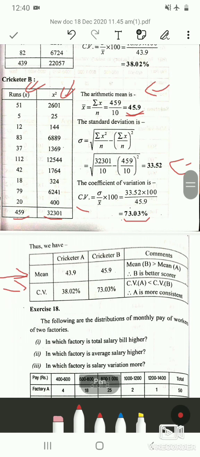The first sub question was to find out which of the two cricketers is a better scorer on average. Among these two mean values, check for the highest mean value, which is nothing but 45.9. So we can say mean value of B is greater than mean value of A, therefore cricketer B is a better scorer. For the second sub question, to check who is more consistent, check for the value of coefficient of variation which is low. We can see the CV of cricketer A is less than the CV of cricketer B. So we can say cricketer A is more consistent.